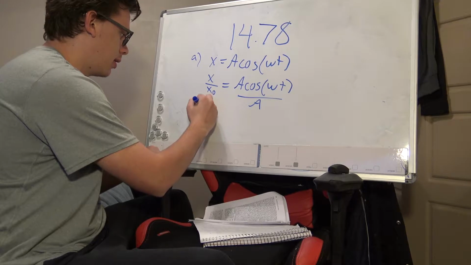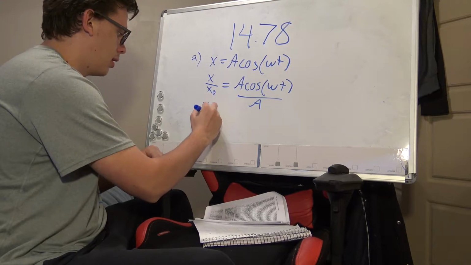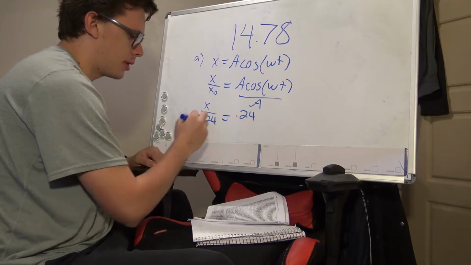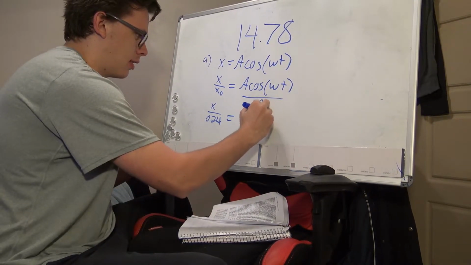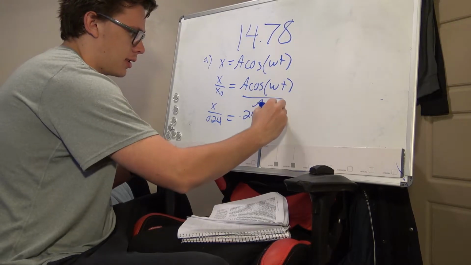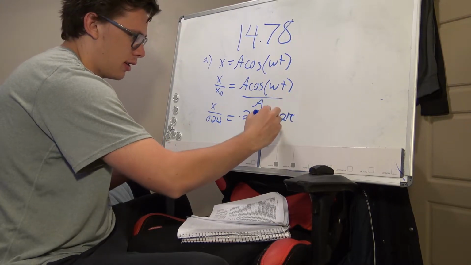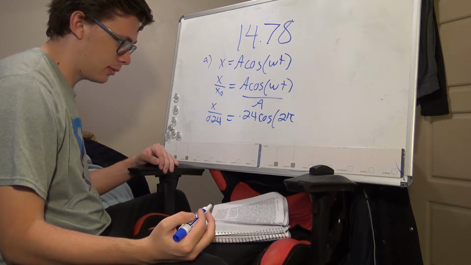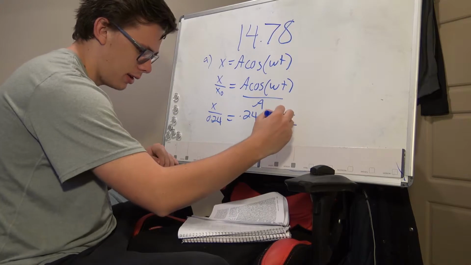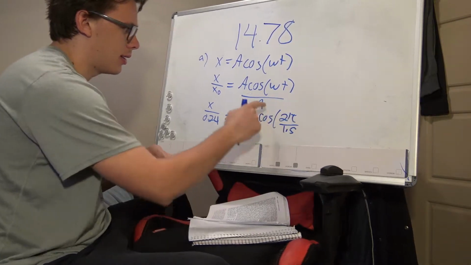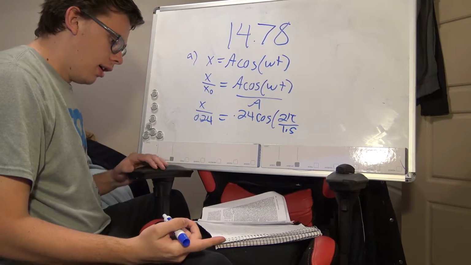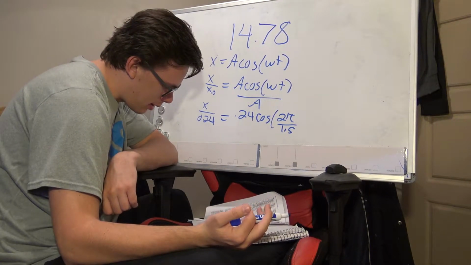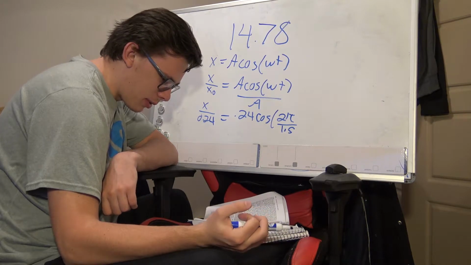So it would be x over 0.24 is equal to 0.24 cosine 2 pi divided by 1.5, because w equals 2 pi divided by T, and it gives us T as 1.5.